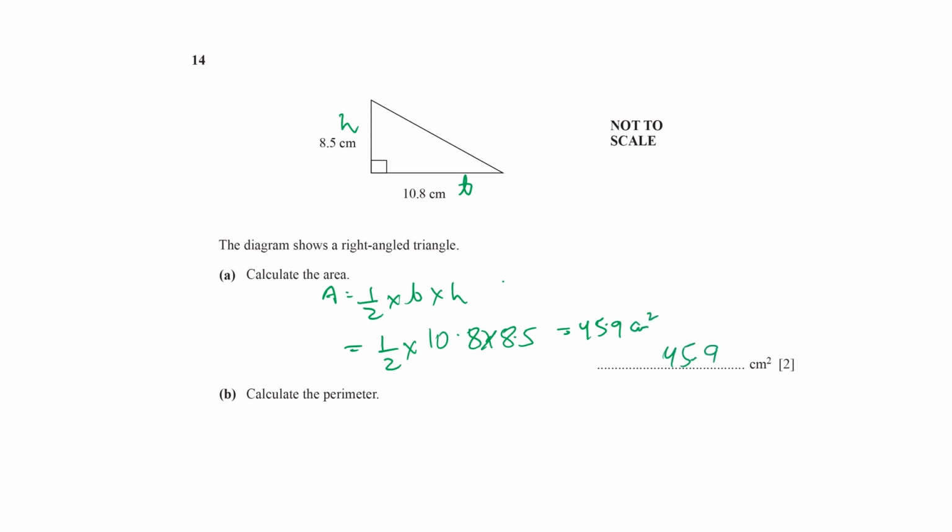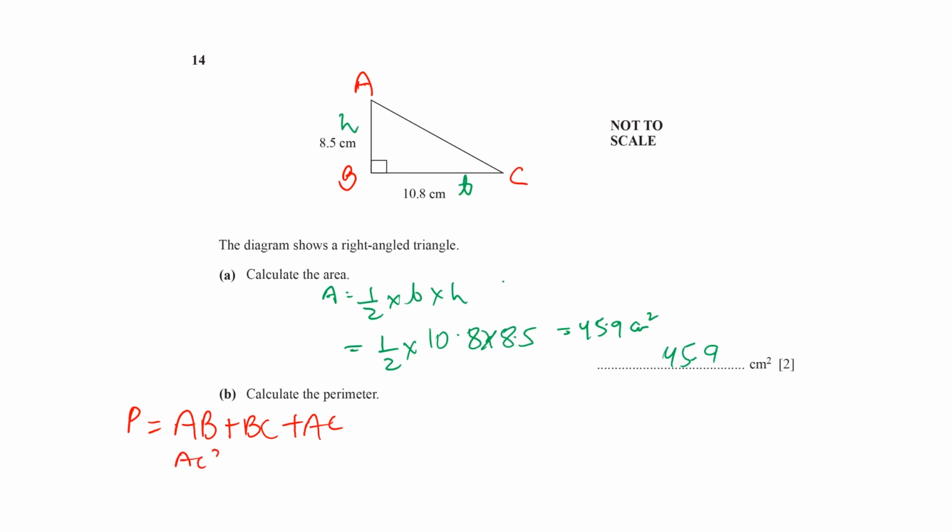Okay, now we have to calculate the perimeter for this triangle. So let's say this is A, this is B, and this is C. So the perimeter will be what? Perimeter will be AB plus BC plus AC, right? We do have the length of AB and BC given by the question, but we do not have the length of AC. So we can use Pythagoras theorem to solve for the length of AC.